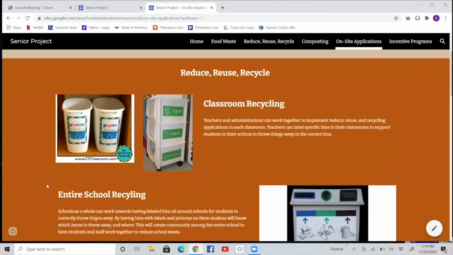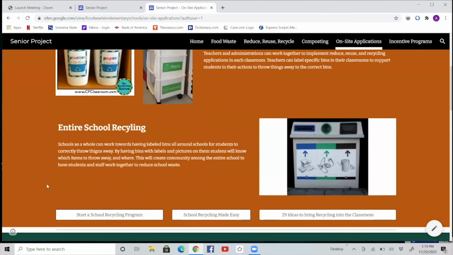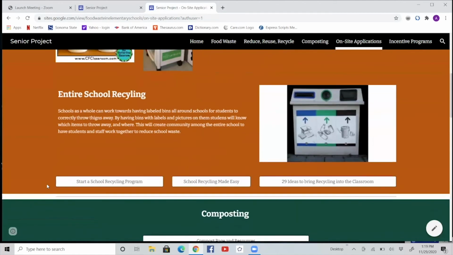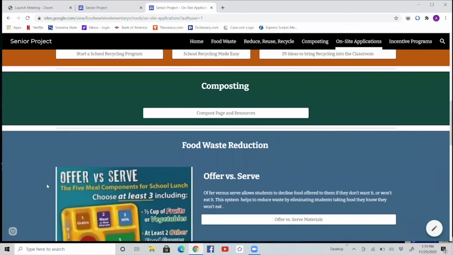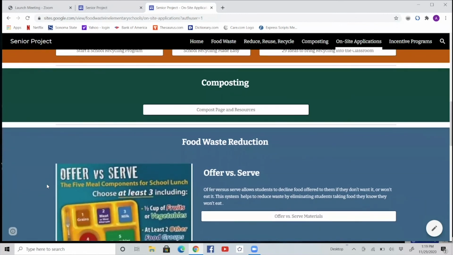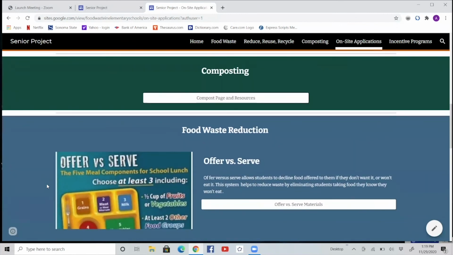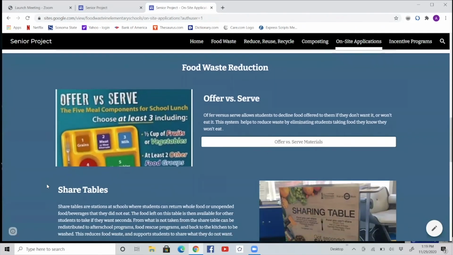And we include multiple links for resources that can be explored for more ideas. So in order to reduce food waste in schools, we offer some simple solutions. The first one is called Offer versus Serve, where students are given the option to decline food being offered to them when they don't want it.